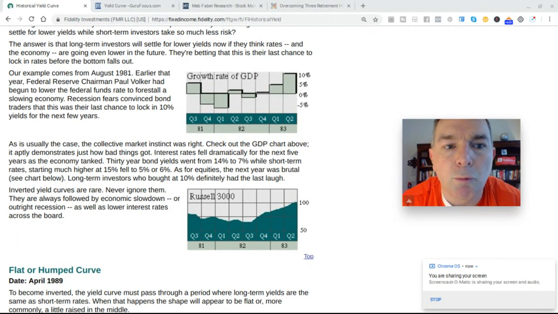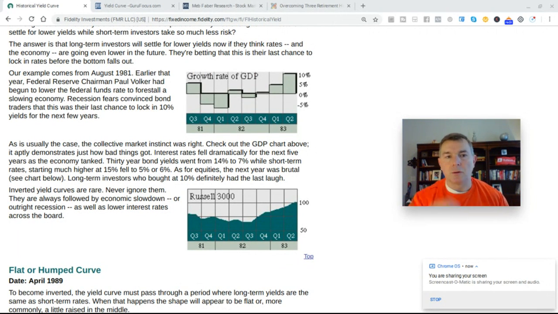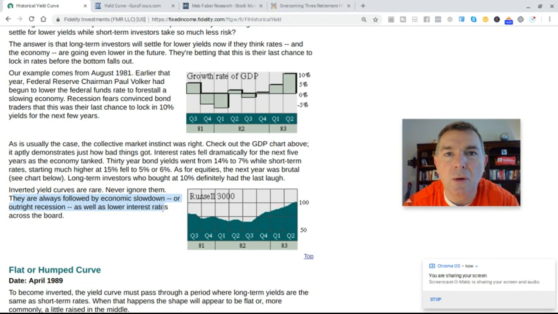Inverted yield curves are rare. So this is a critical thing. Inverted yield curves are rare. Never ignore them. They are always followed by an economic slowdown or outright recession, as well as lower interest rates across the board. So remember that. Inverted yield curves are rare. Never ignore them. They are always followed by an economic slowdown or outright recession. Always.